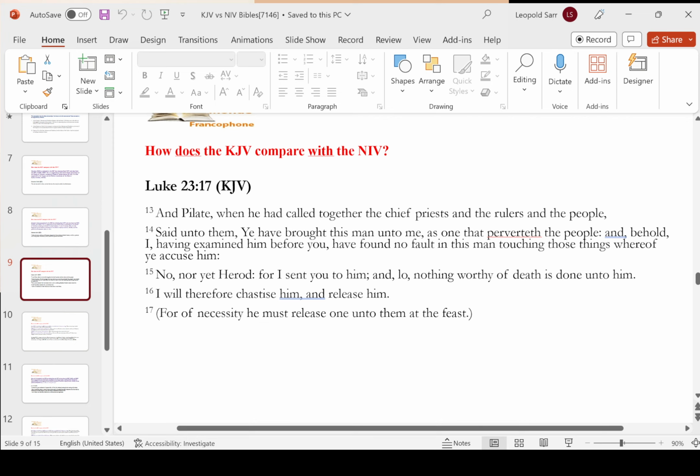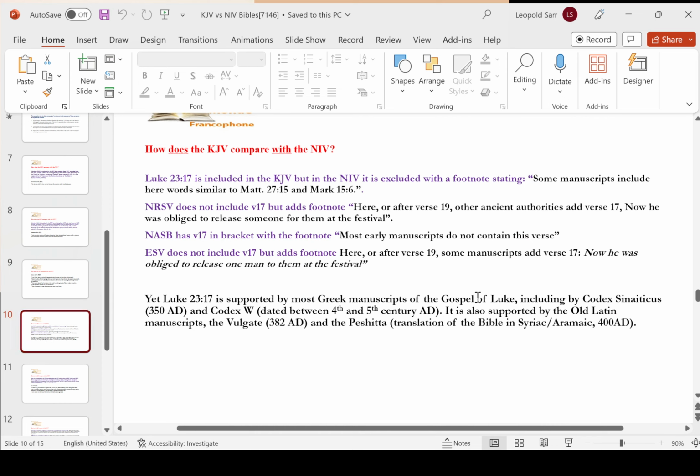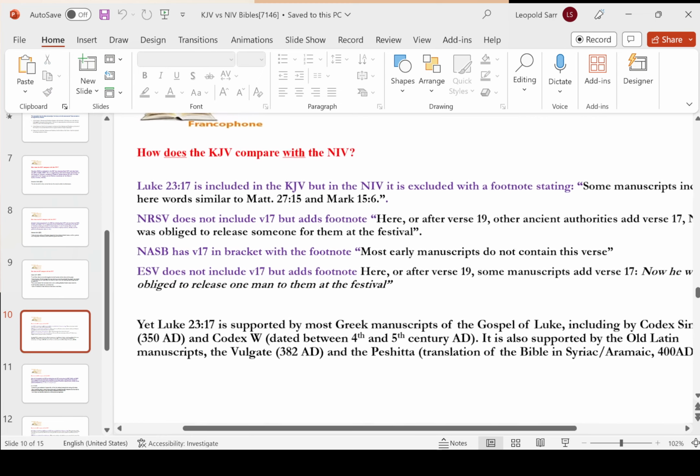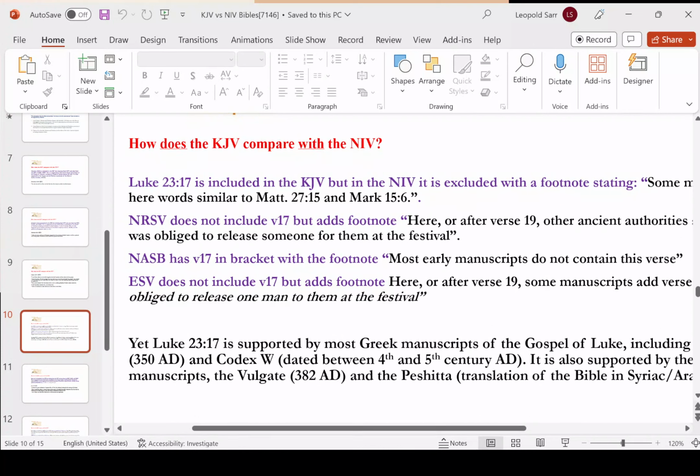Verse 17 is what is missing in many modern versions of the Bible. "For of necessity he must release one unto them at the feast." Okay, that's what is missing. And let's see what modern versions are including as a footnote. You will see here when you compare the two, it's included in the King James, but it's missing in the NIV because it's excluded with a footnote.